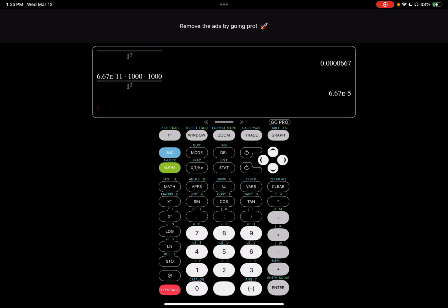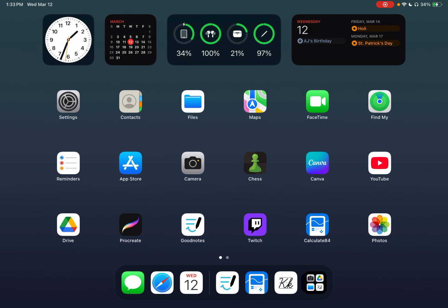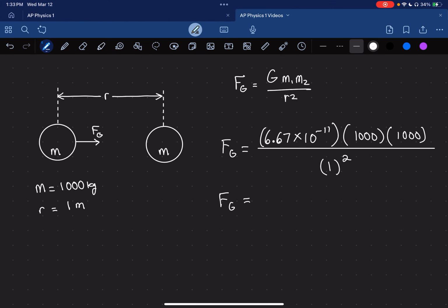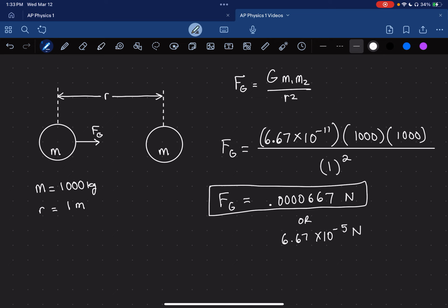If you have it in scientific notation, that's fine. So we'll come back here and we can say 0.0000667 newtons, or 6.67 times 10 to the negative 5 newtons. However you want to write that. Whatever the calculator gives you, I think is fine.